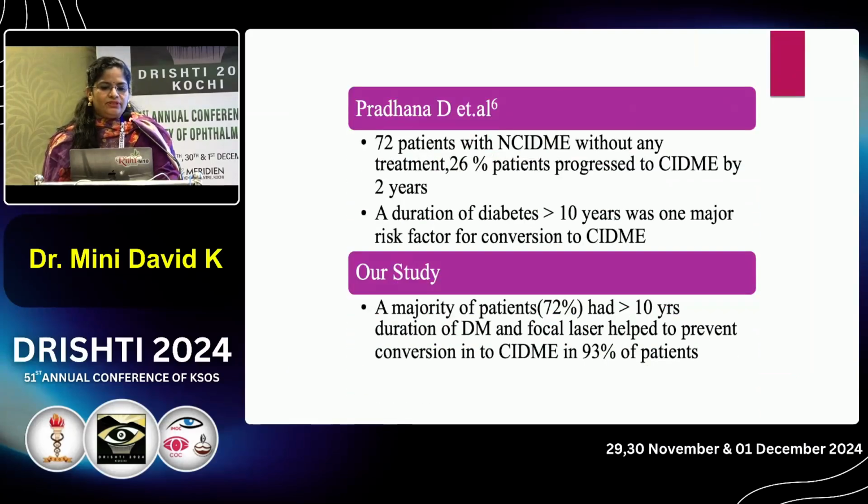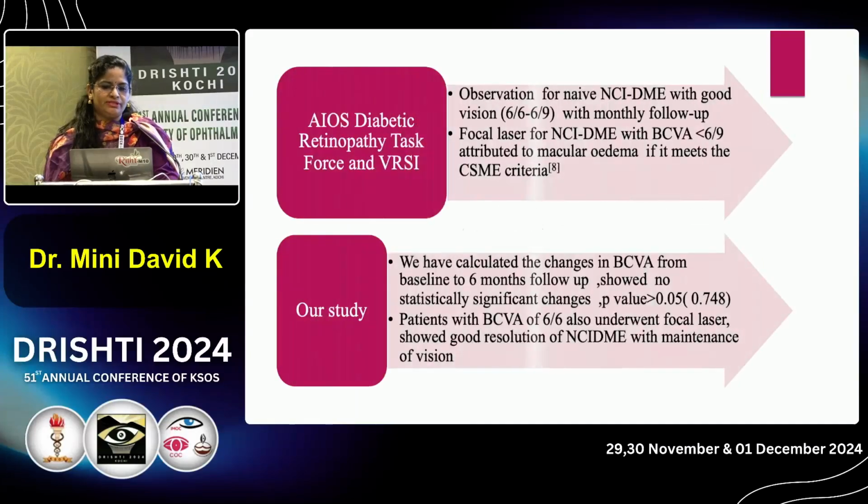Pradhana D et al. reported that of 72 patients with NCI-DME without any treatment, 26% progressed to center-involving DME by 2 years. A duration of diabetes more than 10 years was one major risk factor for conversion to center-involving DME. In our study, a majority of patients had more than 10 years duration of diabetes, and focal laser helped to prevent conversion to center-involving DME in 93% of patients.